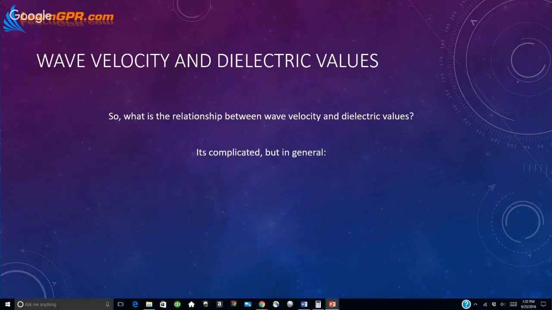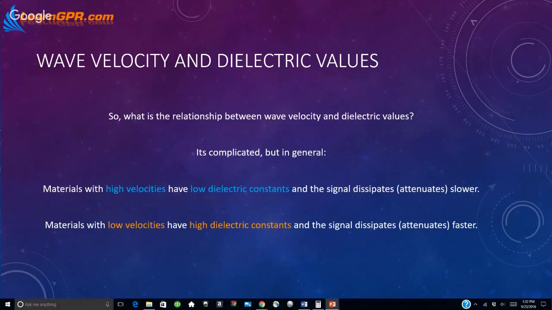But in general, I can give you some rules of thumb, okay? And here they are. Materials with high velocities have low dielectric constants. And in those low dielectric constants, usually the signal dissipates slower. So you usually have waves moving at rapid speeds and the signal strength holds up for a longer time. That's ideal. So low dielectric constant materials are ideal, and I'll give you some examples of those in a second.